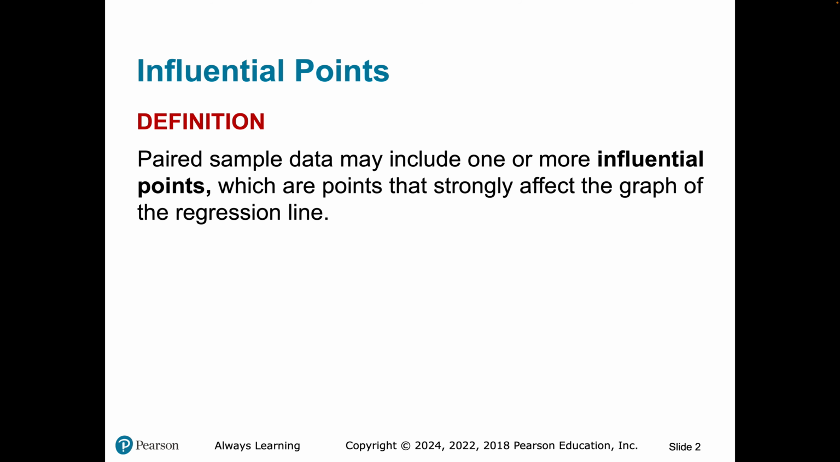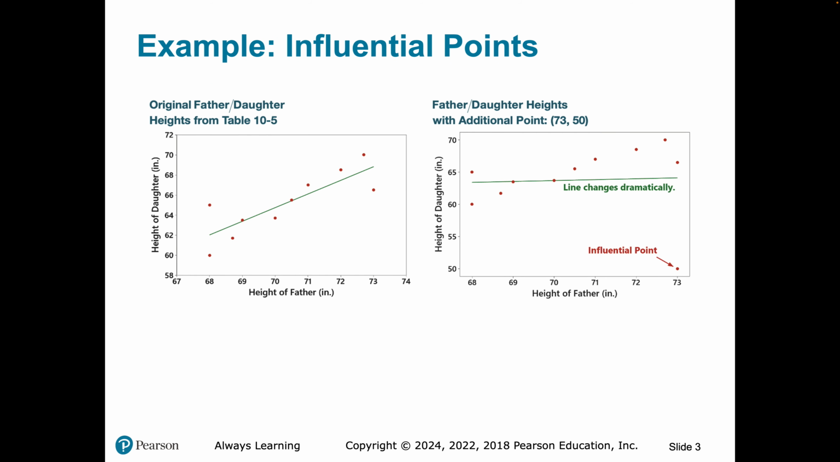First thing I want to tell you about are influential points, so I want this to be on your radar. An influential point is just a point or points that strongly affect the characteristics of the graph of a regression line, namely affect the slope and the intercept. So if we look at the graph on the left, clearly we have a linear pattern, positive slope, so we have a positive relationship, and a linear relationship.